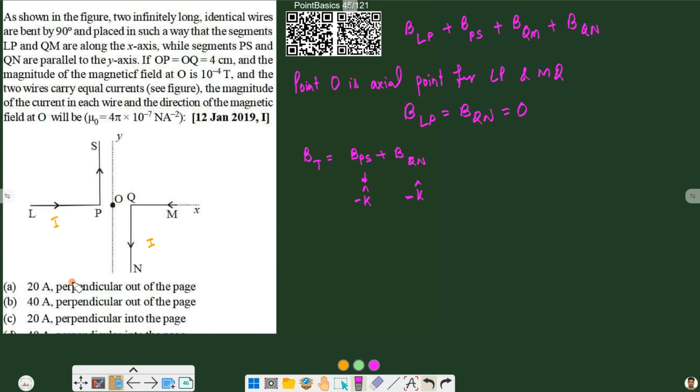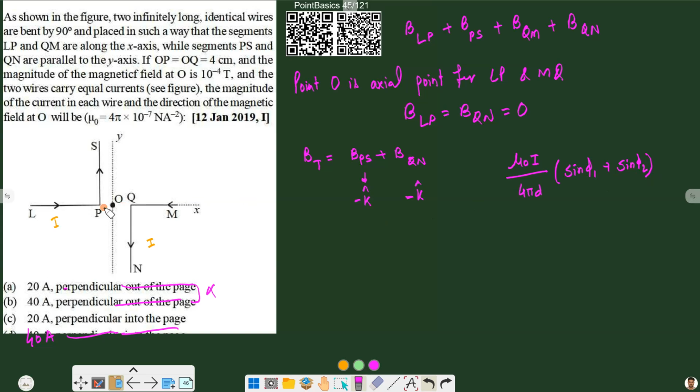So here option A, out of page, and option B, out of page, both get cancelled, and we have only C and D. I think D is missing here. In D we have 40 ampere perpendicular into the page. So we have now only two options for the current. Now let's find out the value of magnetic field due to each of these conductors. And we know that for a conductor, magnetic field value is mu naught I by 4 pi d into sine of phi 1 plus sine of phi 2. That's the value of magnetic field for a conductor.